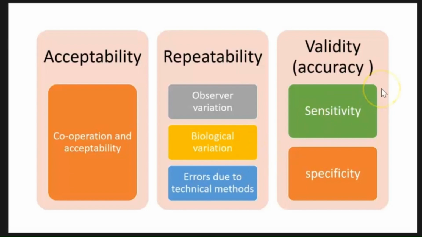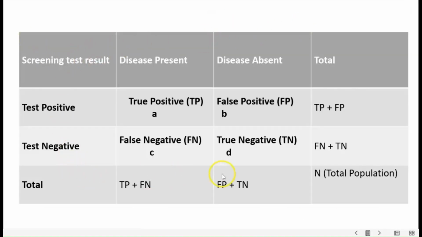And the third component is validity. It is also known as accuracy, and it has two components, sensitivity and specificity. This 2x2 table is made for the evaluation of a screening test. On this side we write down the result of the screening test. The person may be tested either positive or negative. These columns represent the presence and absence of disease. This column represents the total number of patients who have the disease, and this column represents the total number of patients who do not have the disease.